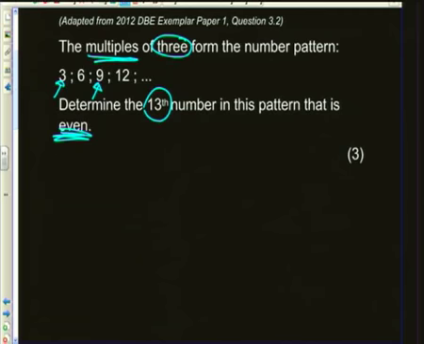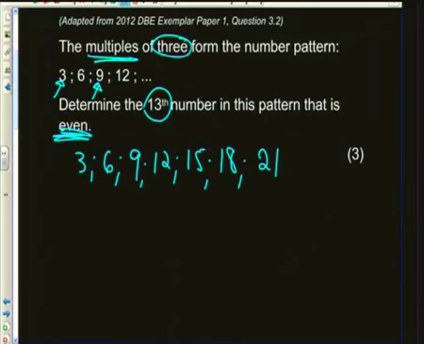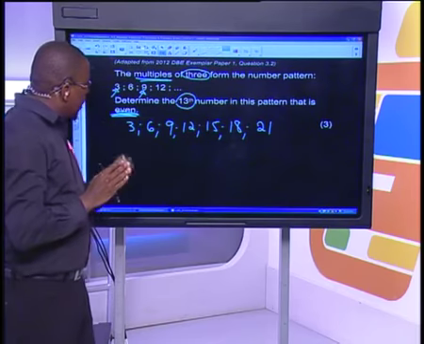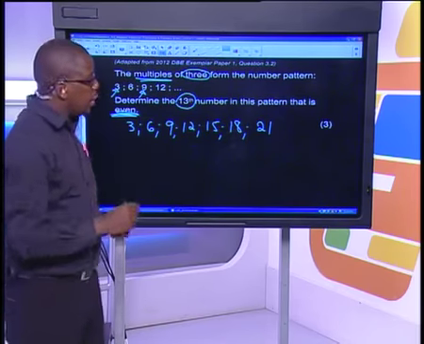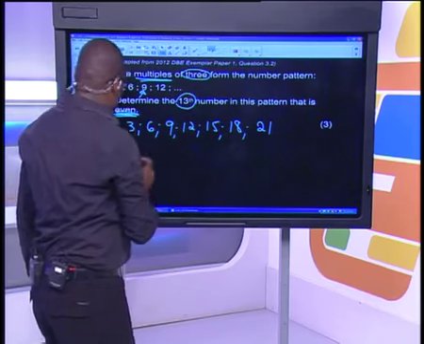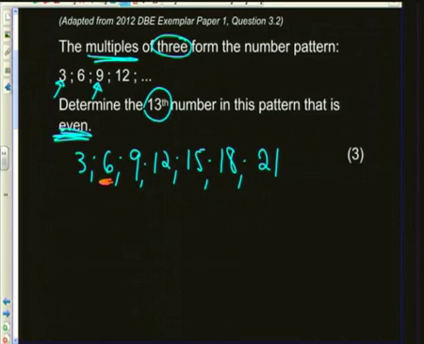So 3 is not even, 9 is not. Now let's just extend this sequence a little bit. So you've got your 3, 6, 9, 12, 15, 18, 21. All right. Now we have to check which numbers are the even numbers in this sequence. Okay. Now let's just check the even numbers. You've got your 6 as your first even number in this particular sequence.